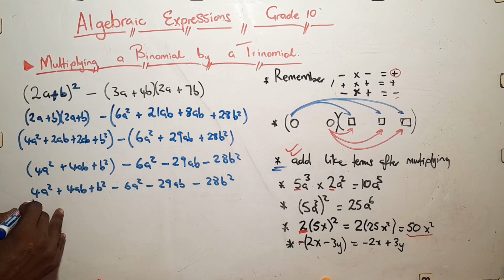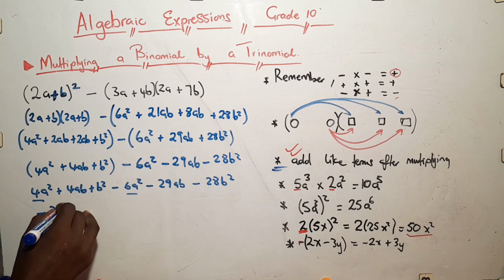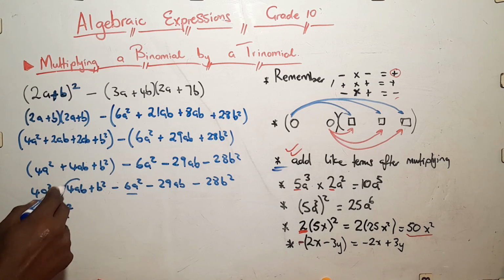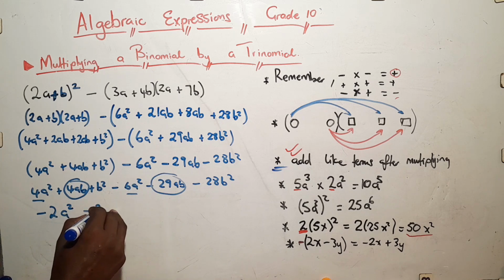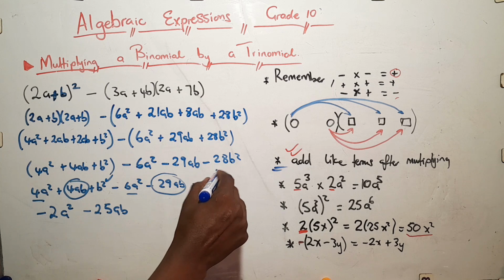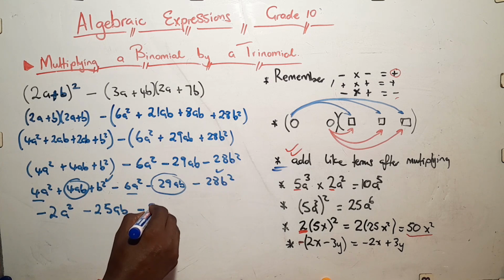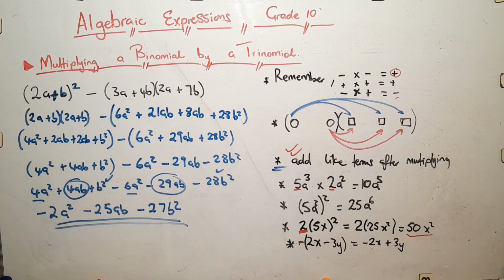So the like terms, this and that, they are like terms, so that will give us negative 2a squared. And this and this, they are like terms, so to give us negative 25ab. This and these, they are like terms, they give us negative 27b squared. And we are done with the products. So that's how we can do the products.